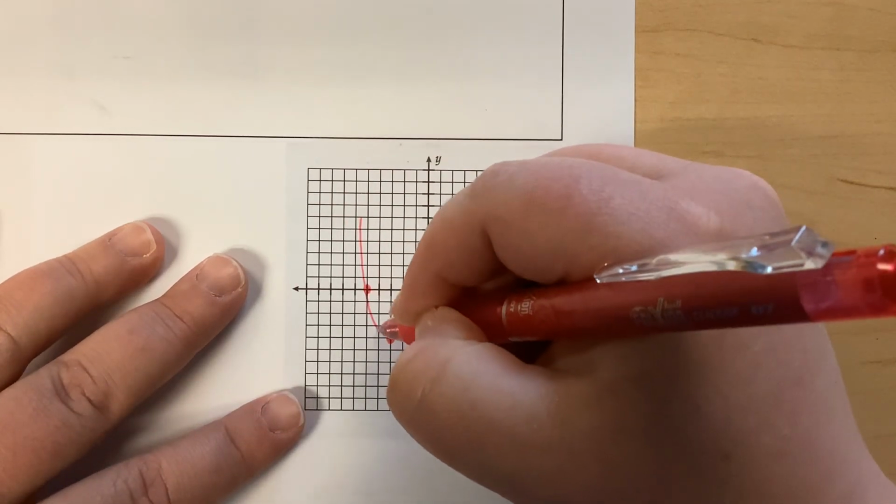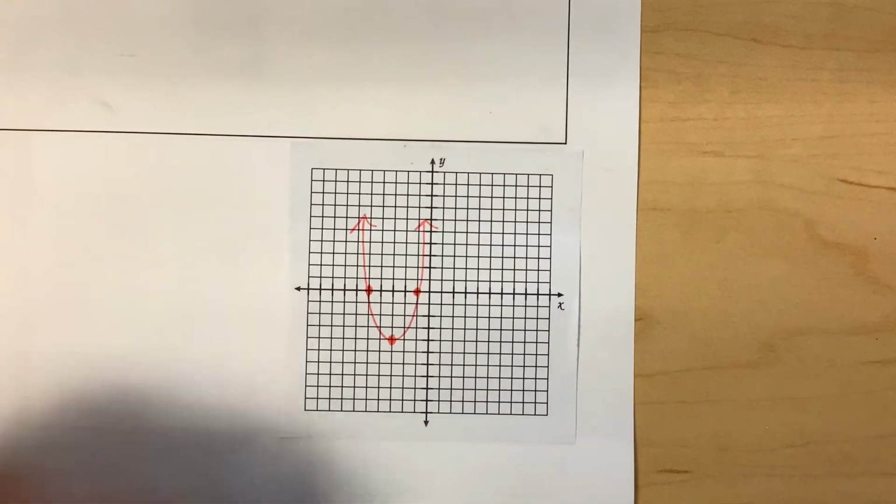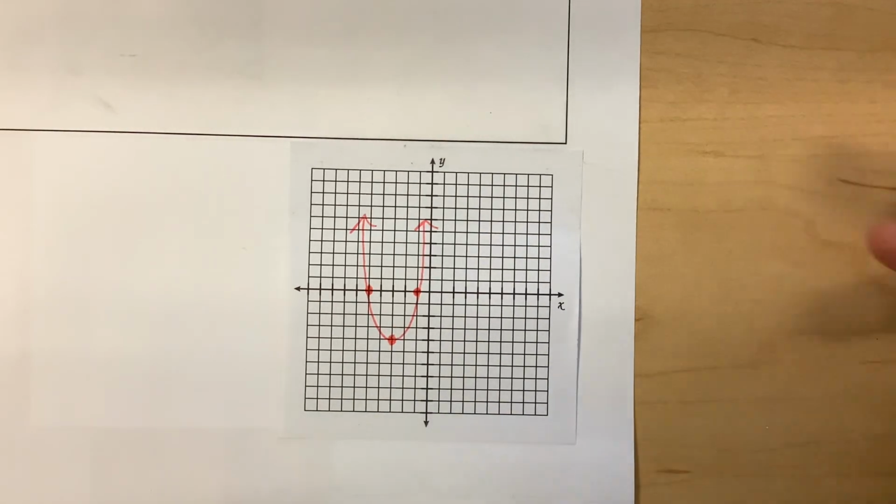Remember, a quadratic is U-shaped. So it should not look like a V, it should be a U. That's it. That's the graph of that function. So let's try the same thing with 3 more functions.